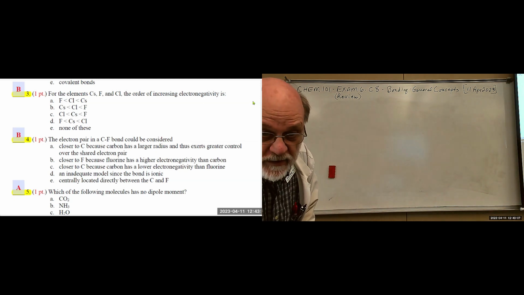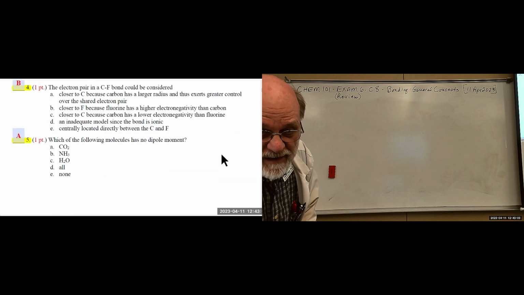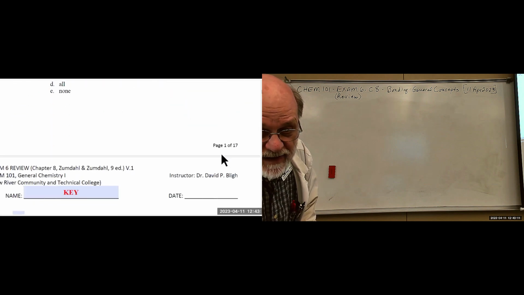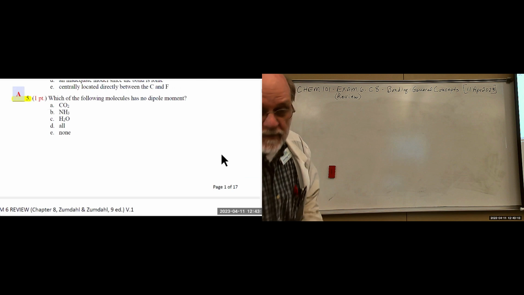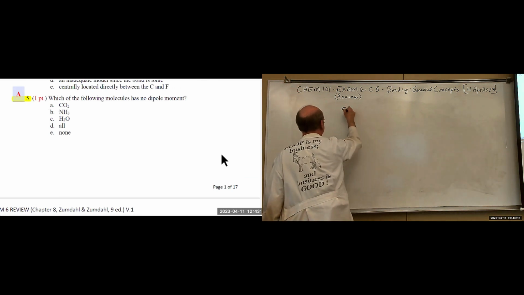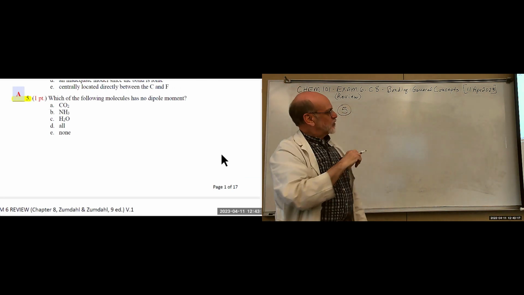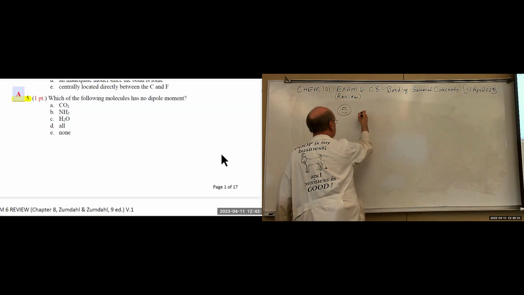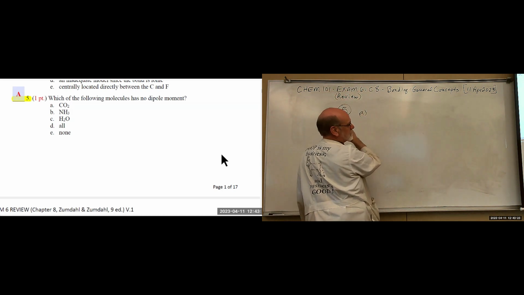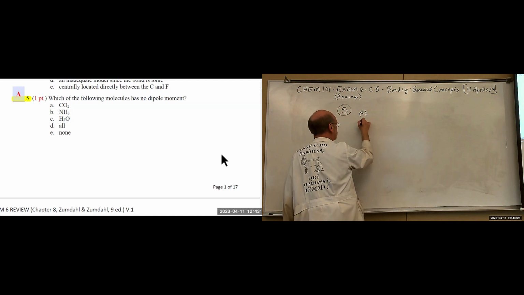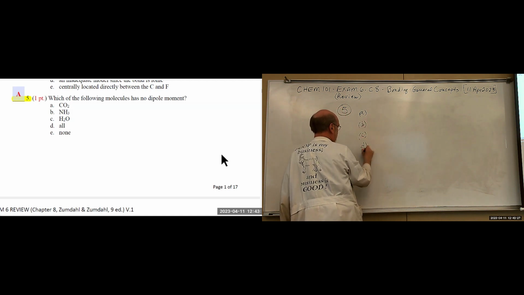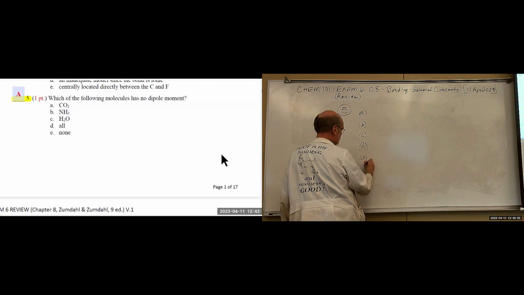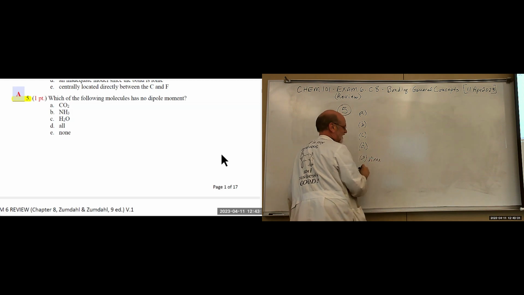Let's see, I'm going to scroll this one. 5. There we go. Which of the following molecules has no dipole moment? Okay. I guess we've got to do all of them then. And then E is none. None have a dipole moment.